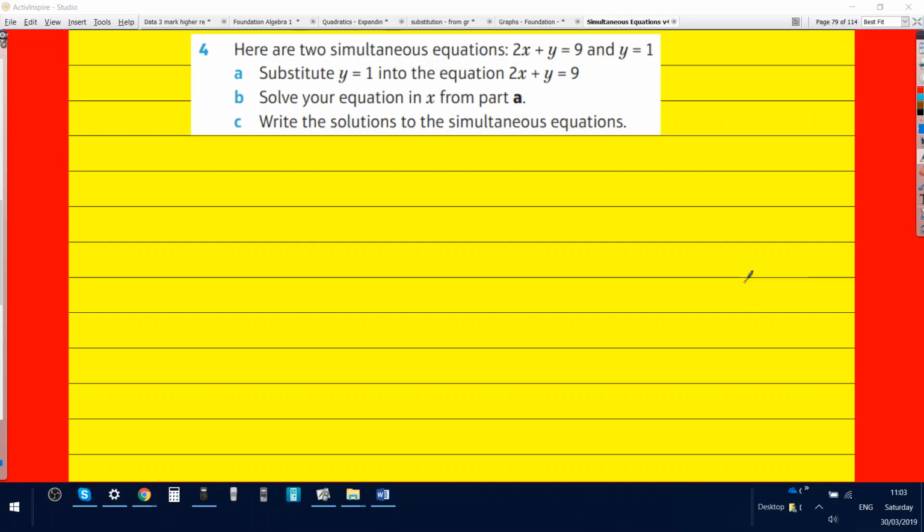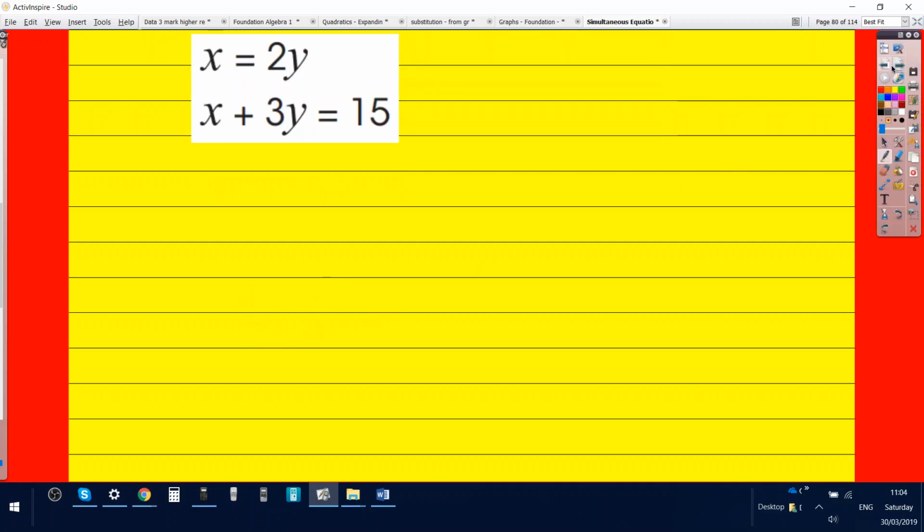So 2x plus 1 equals 9. And what is that? Just to find x then? Yeah. Okay. Take away 1, and then divide by 2, so x equals 4. And they told us that y equals 1. That's fine. How about this?